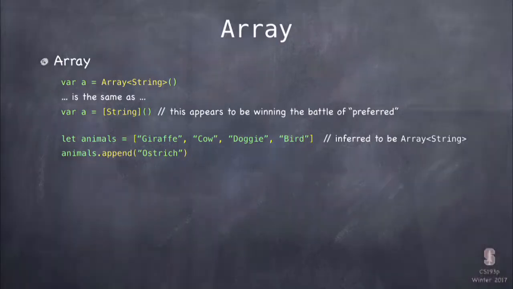That's exactly right, okay? We define this animals variable with let. So it's immutable. So when we say append an ostrich onto an immutable thing, it's going to crash my program. Actually, it won't even crash my program. It won't even compile. The Swift compiler is just going to say, no way, you can't do append of something on there.